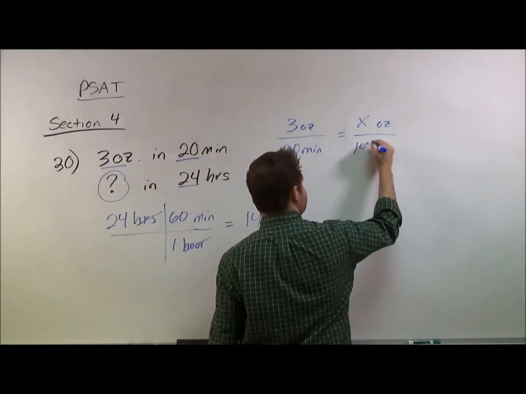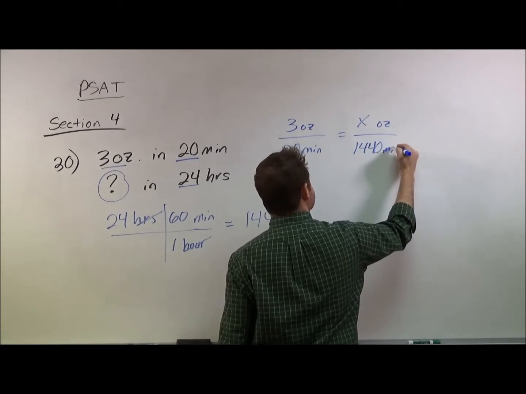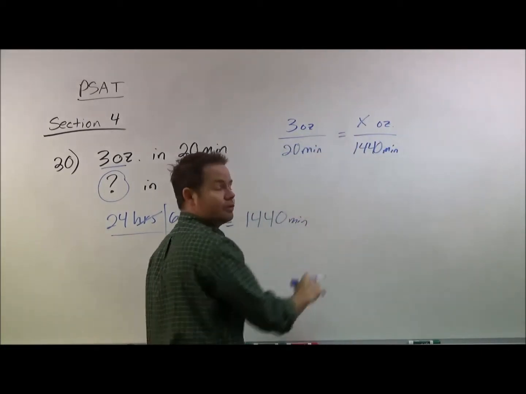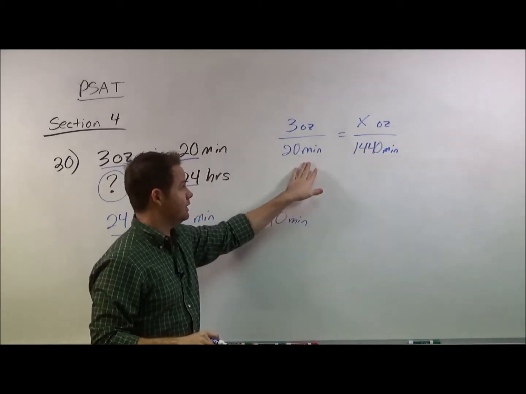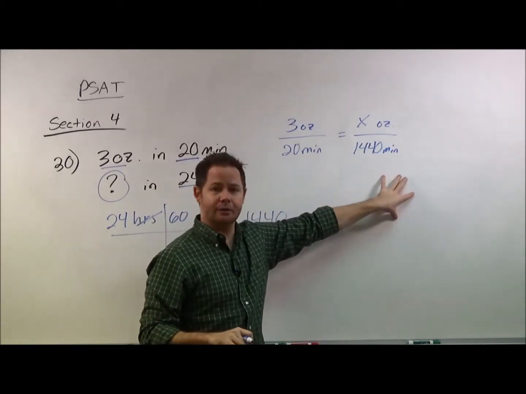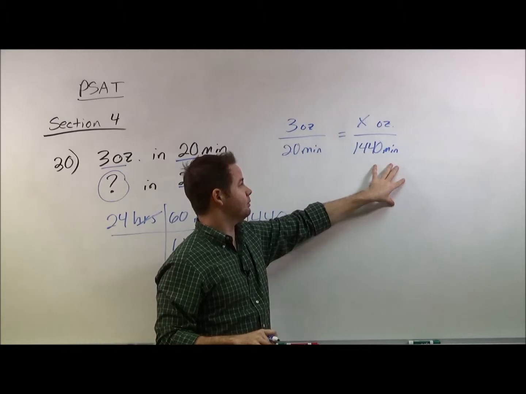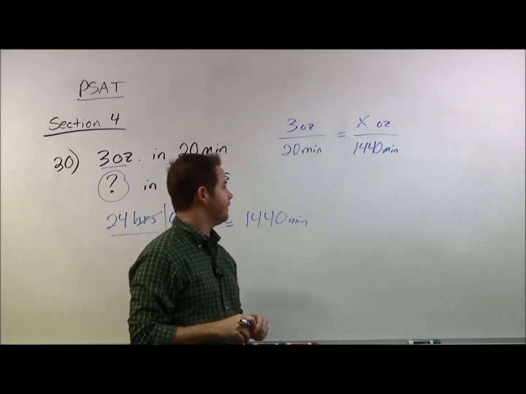So just make sure whenever you're setting up a proportion, you want to line up the corresponding units, and make sure that the units are the same, because if you put in 20 minutes here and 24 hours here, then you'd be in a little bit of trouble.